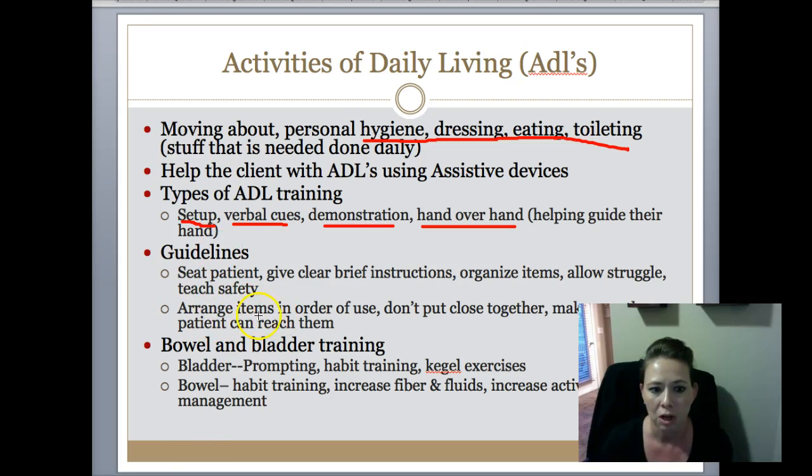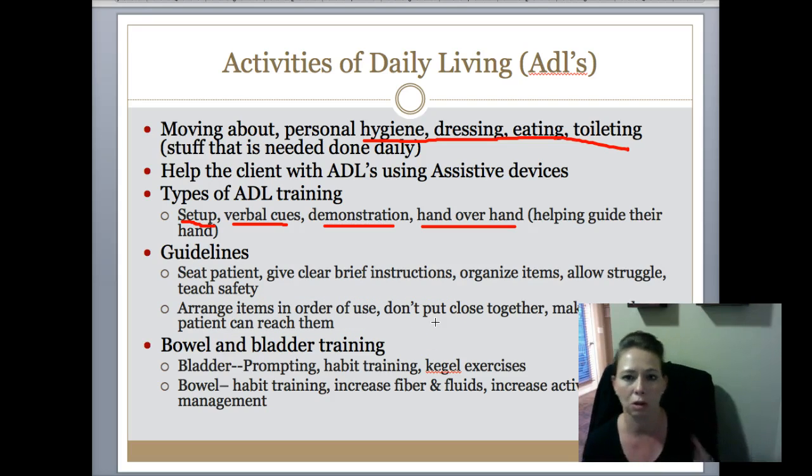Also, make sure you're arranging items in order of use. If you want them to get dressed and then brush their hair and then brush their teeth, you'll put their clothes, then their hairbrush, and then their toothbrush. So set it out in the order that they need.